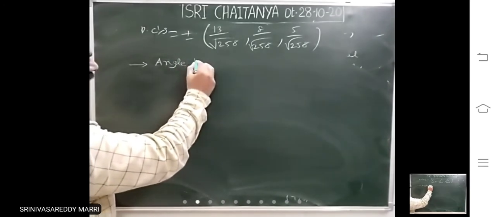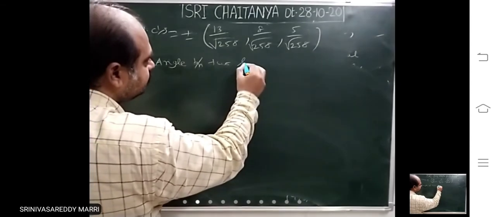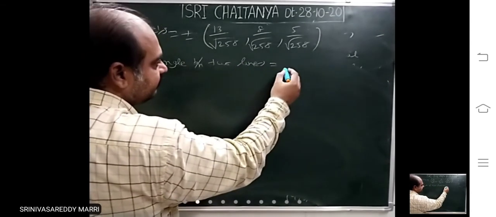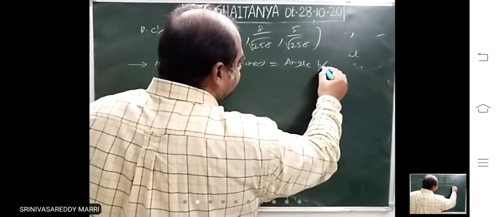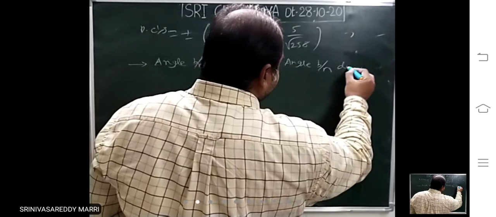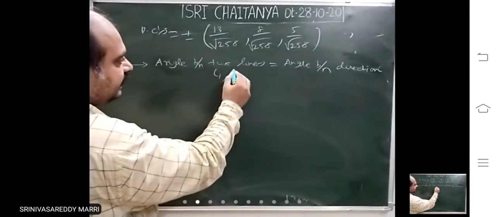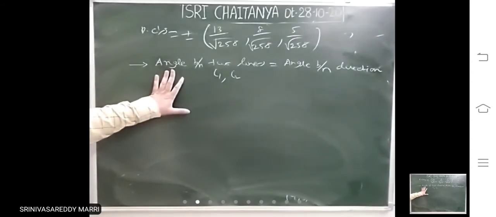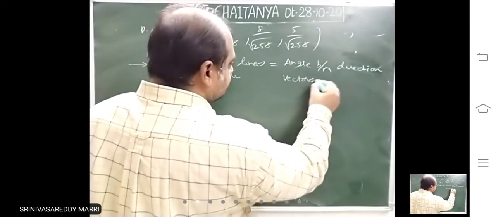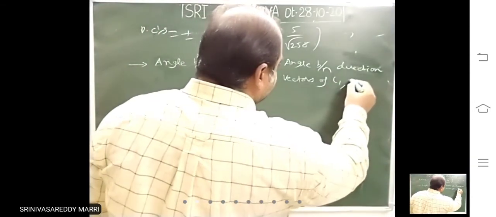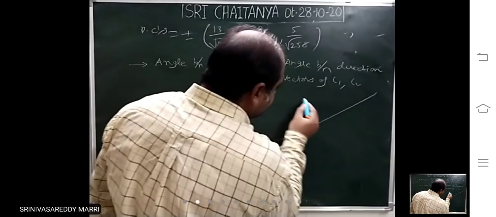The angle between two lines, equal to any two lines you take. The angle between two lines L1, L2 means the angle between direction vectors of L1, L2. Suppose two lines are there.